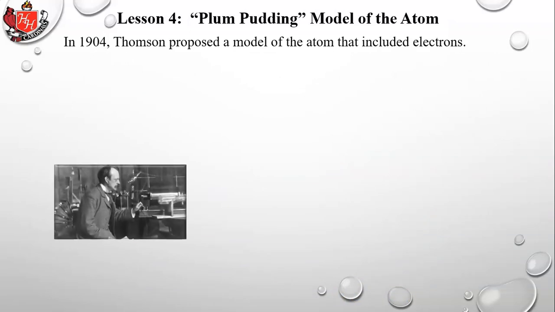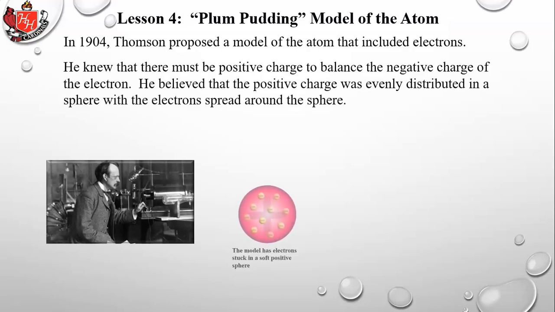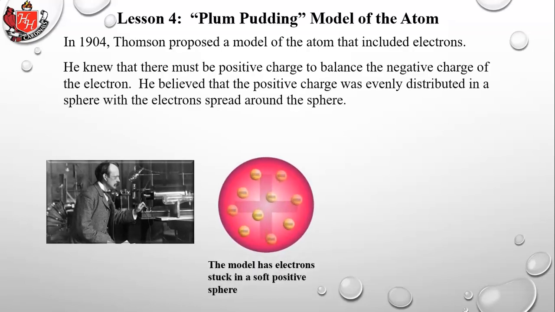In 1904, Thomson proposed a model for the atom that included electrons. He knew that there must be positive charge to balance the negative charge of the electron. He believed that the positive charge was evenly distributed in a sphere with electrons spread around the sphere. The model has electrons, and that pink is just a generally positive sphere.